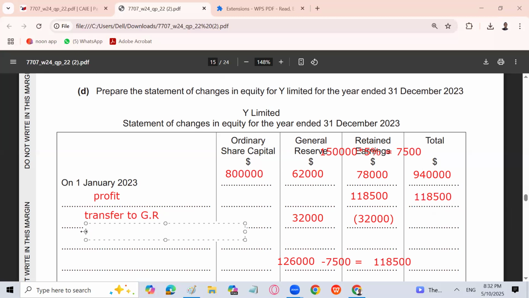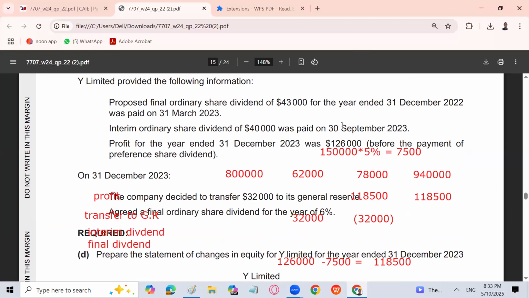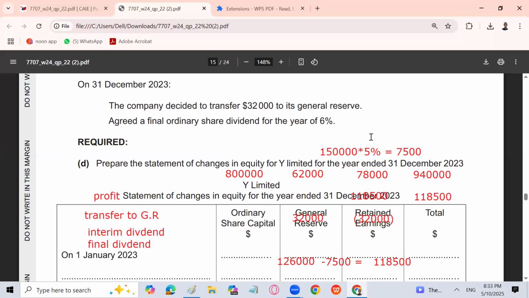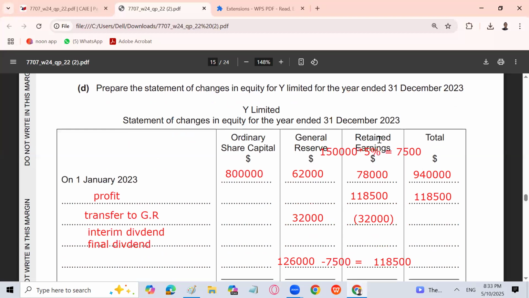Now, I'm going to write the interim dividend and the final dividend if given in the question. Let's see. Interim ordinary share dividend 40,000 was paid on 30th September 2023. So I'm going to write here the interim dividend, which will be subtracted from retained earnings, and that is going to be 40,000. I will write here also 40,000.